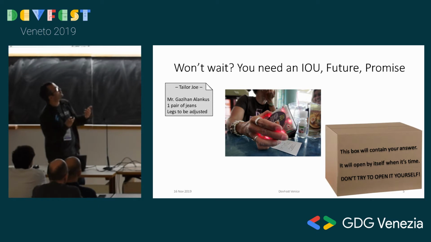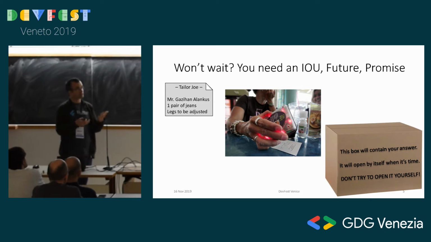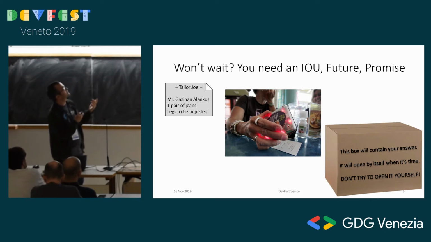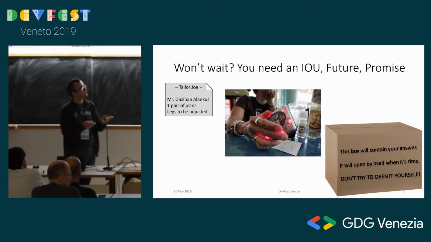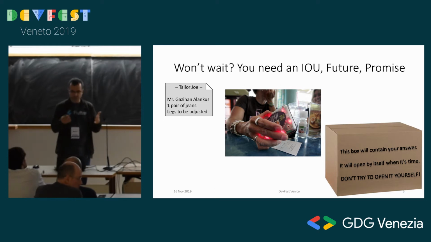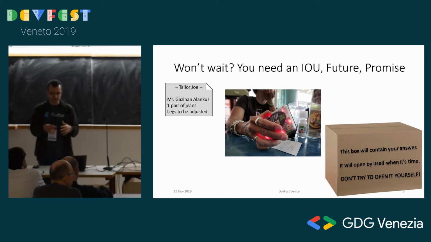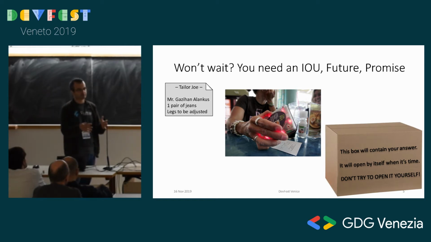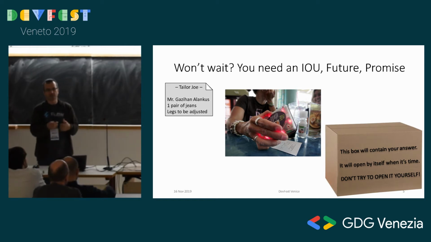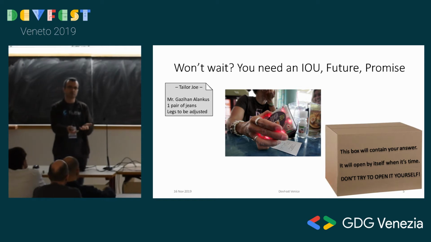So if you don't want to wait, you need something like this device or an IOU, like a receipt that says he's going to get his jeans. Or like a box that says this box will contain your answer, it will open by itself when it's time. Don't try to open it yourself at the moment. So you cannot get the answer right now, but something is given to you that will let you get the answer in the future.